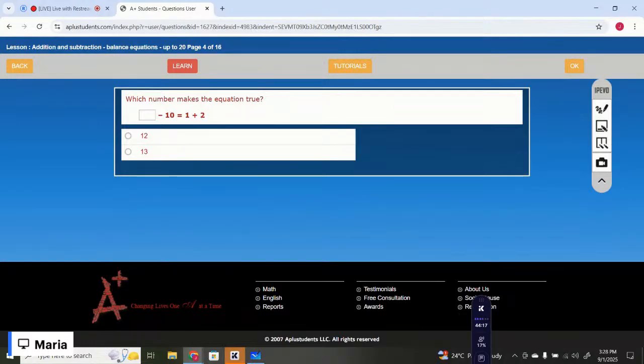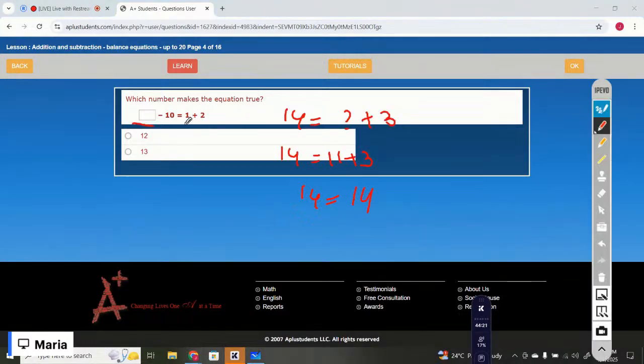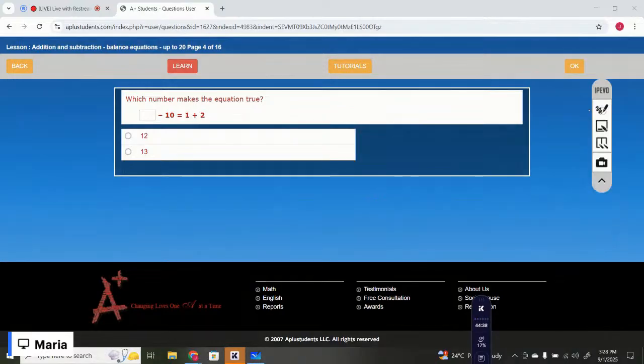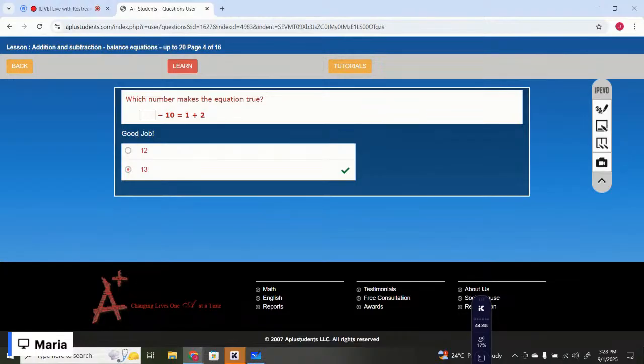Which number makes the equation true? 1 plus 2 is 3. The missing number minus 10 equals 3. So that is 13 take away 10. That is 3. 3 is equal to 3. So the missing number is 13. Option number 2 is the correct option. That is 13. 13 is the number that makes the equation balance.